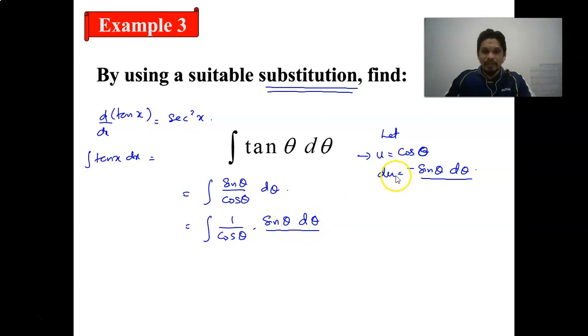What we have right now is du equal to negative sine theta d theta. So we don't want this negative to come out, so we multiply by negative left and right. It gives you negative du equal to sine theta d theta. So you can see clearly here now, it is sine theta d theta, sine theta d theta. So the integral of 1 over cos theta.